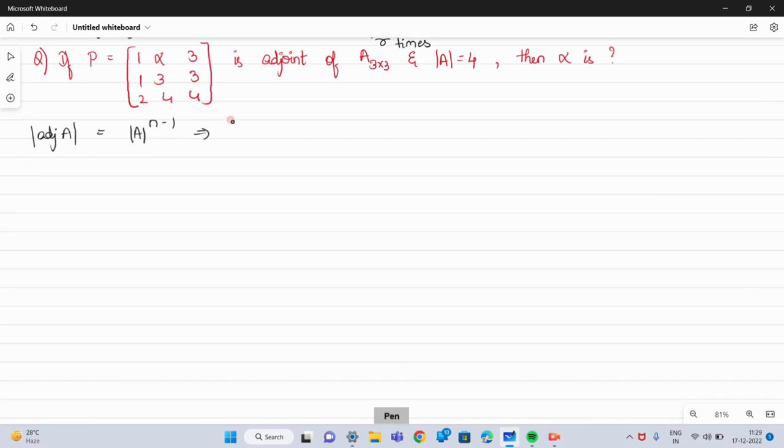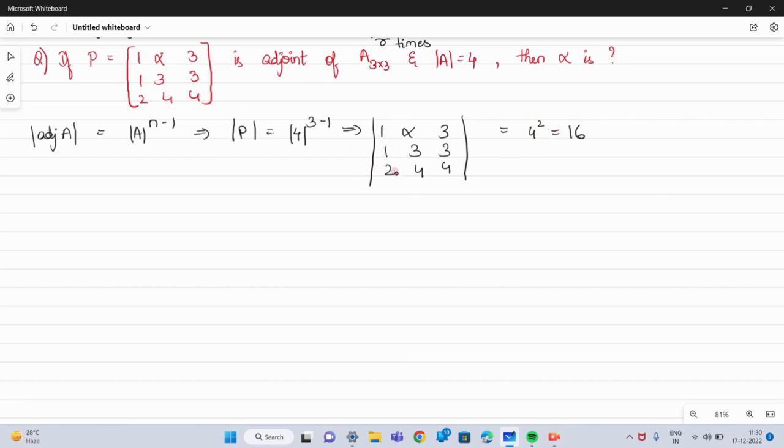So, determinant of adjoint A is nothing but determinant of B. Determinant of A we have already been given in the question, and N is the order, which is 3, minus 1. From this, we can find out the determinant of the matrix 1, alpha, 3; 1, 3, 3; 2, 4. In this question, we will also discuss the concept of finding the determinant of a 3 cross 3 matrix. This is 4 square, which is nothing but 16.